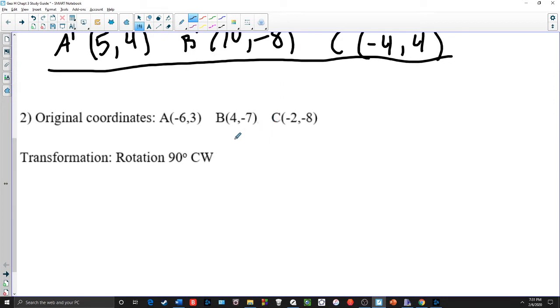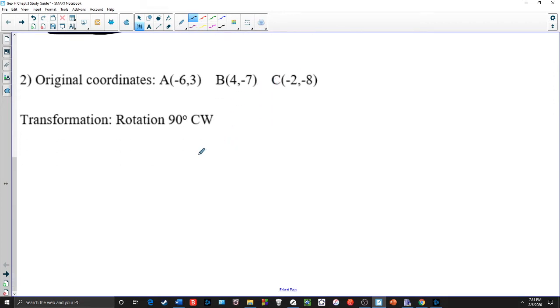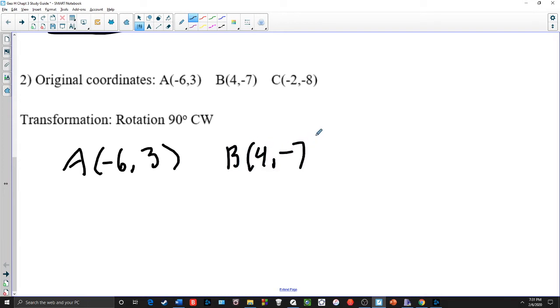The next one here is on rotation. Rotations are a little bit trickier. Let's go ahead and again rewrite our points here just so we can do it all at once rather than try and do it one at a time. So A is negative 6, 3. B here is 4, negative 7. And C here is negative 2, negative 8.